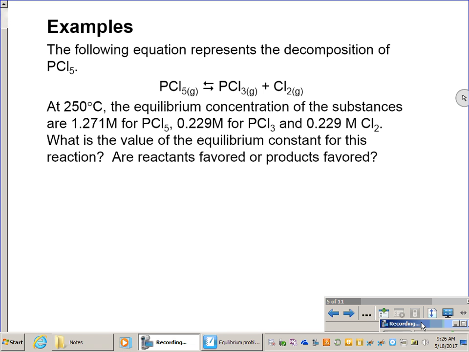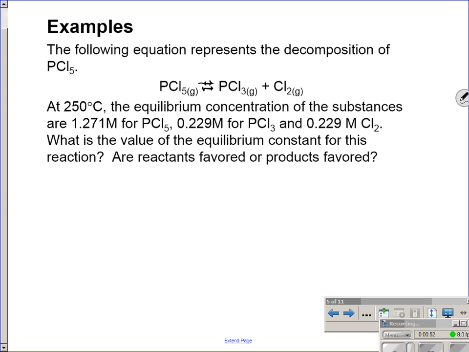So this first example problem is about as easy as equilibrium gets. This is as hard as it's going to get on your final exam for the state of North Carolina. But you can see that as we read the problem, they give you the equation. Phosphorus pentachloride in the forward direction yields phosphorus trichloride and chlorine gas. And they give you a temperature because remember that an equilibrium constant is specific to a temperature. And then it says the equilibrium concentrations are 1.27 molar, 0.229 molar, and 0.229 molar for the chlorine gas.